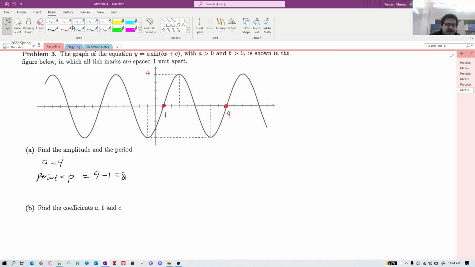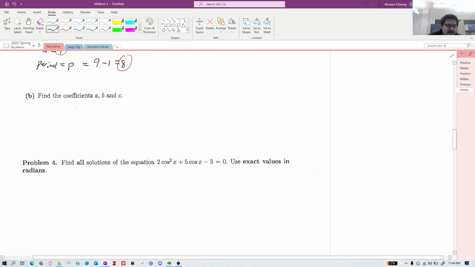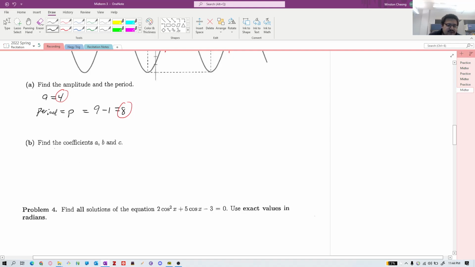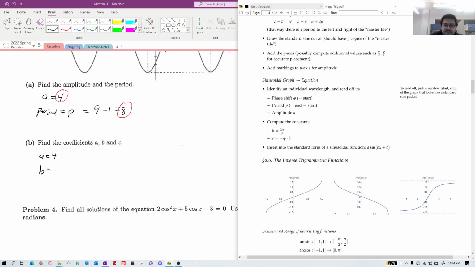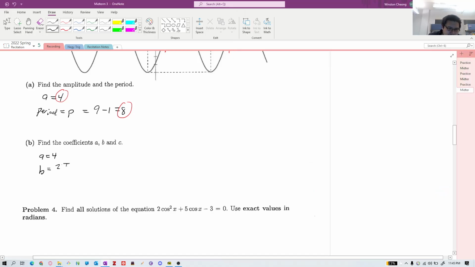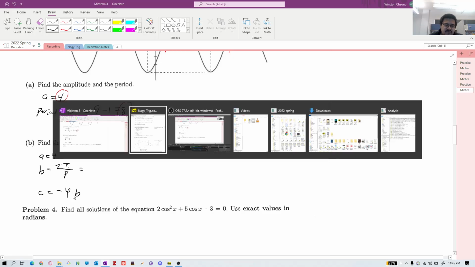Okay, so these are the two values that we want. I'll just circle them. For coefficients A, B, and C, we can write A down immediately. A is the same value as we've figured out before. It corresponds to amplitude. For B, we need the formulas. So for B, it's 2 pi over P. And C is negative phi times B. Just, again, from the formula sheet.